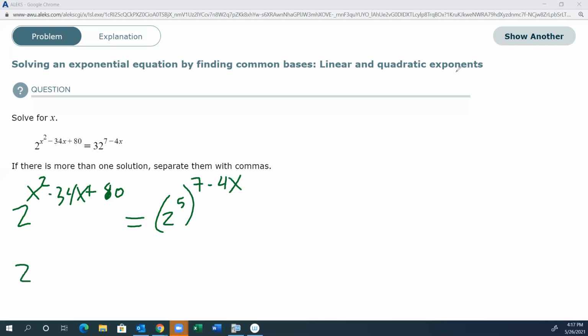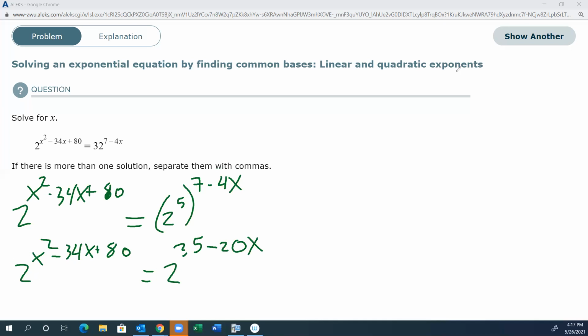And so, let's see, yeah, write it down correctly. And so, with a power raised to a power, powers multiply. So I get 35 minus 20x. Now, at this point, the bases are the same.